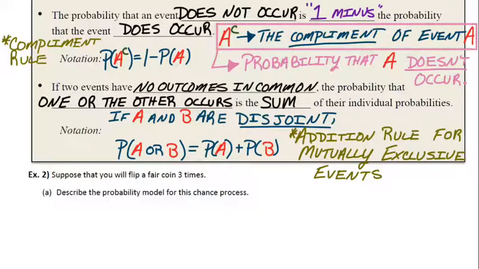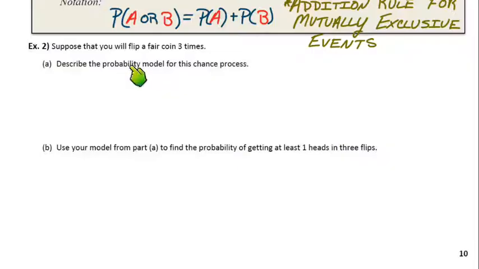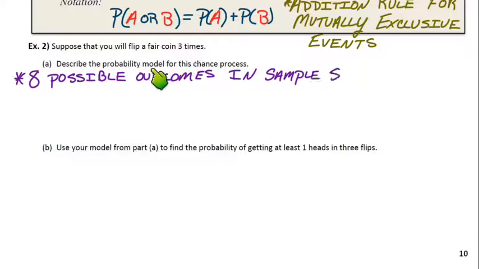All right, on to example 2. Suppose that you'll flip a fair coin, so there's no cheating, it's not weighted or anything. It's 50-50. You're going to flip it 3 times. Describe the probability model for this chance process. Okay, so probability model we talked about before. There's 2 conditions for that. So the first is it has to have a sample space S. And if you're going to flip a coin 3 times, there's actually 8 possible outcomes that can occur.